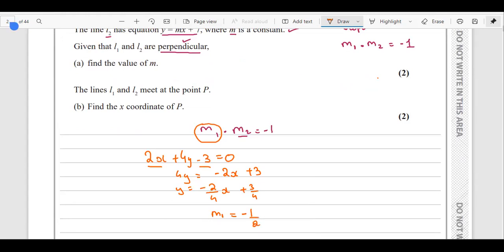If slope of M1 is -1 by 2, what is the slope of M2? M1 dot M2 is -1. M1 is -1 by 2 into M2 equals -1. So I'll take all this to the right side and I'm going to get M2 equals 2. So the value of M is 2, right? So are we clear? Any question? Yes. Okay.